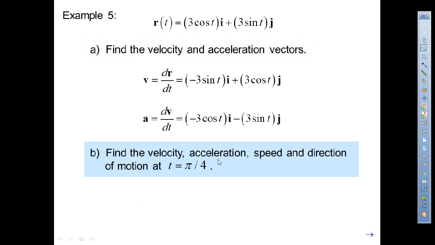Now, find the velocity, acceleration, speed, and direction of motion at t equals pi over 4. So all we're going to do there is we're going to take these values for velocity and acceleration, and we're going to put t equals pi over 4 in for everything up here to calculate it.